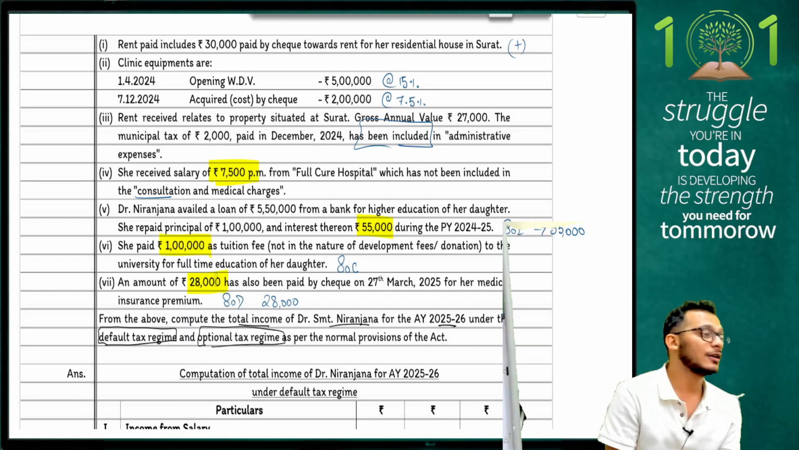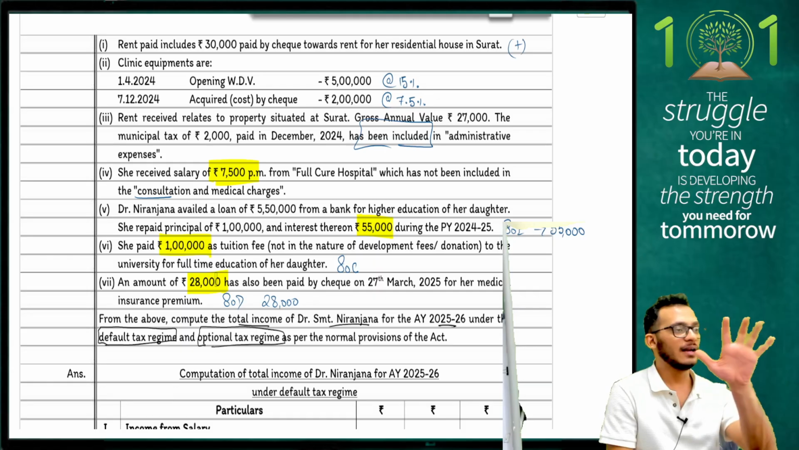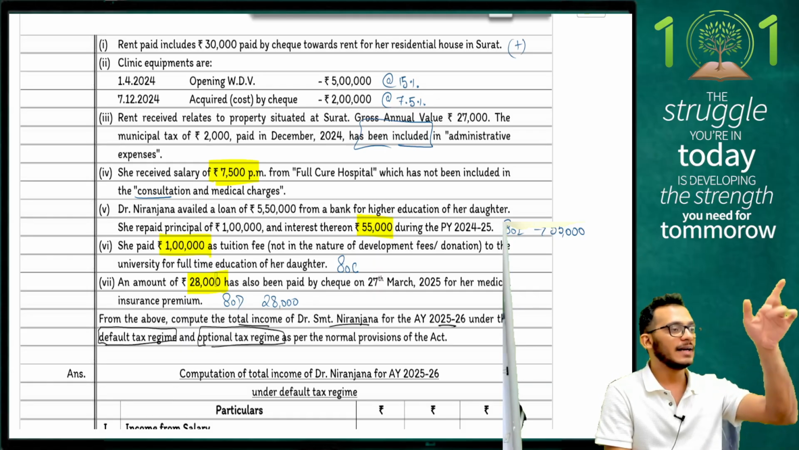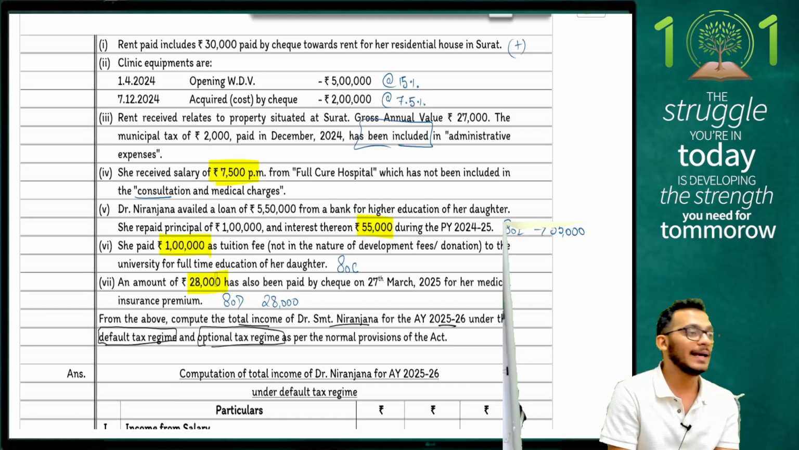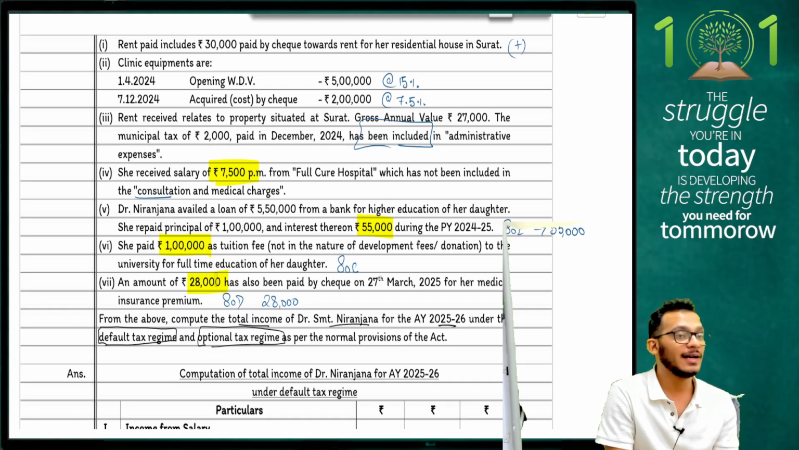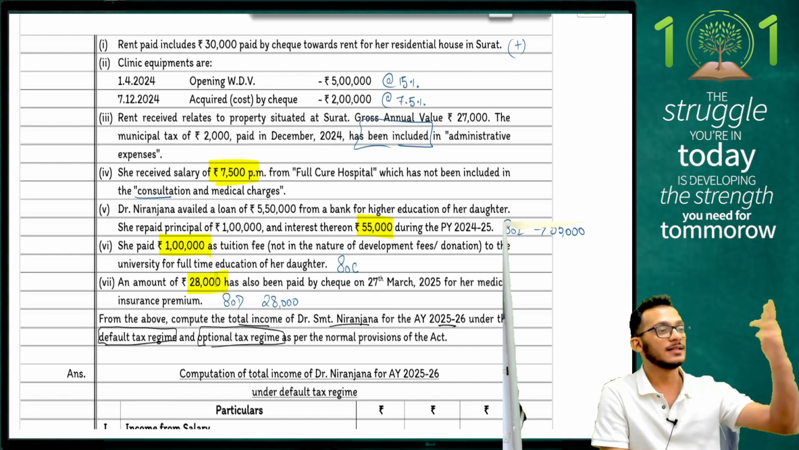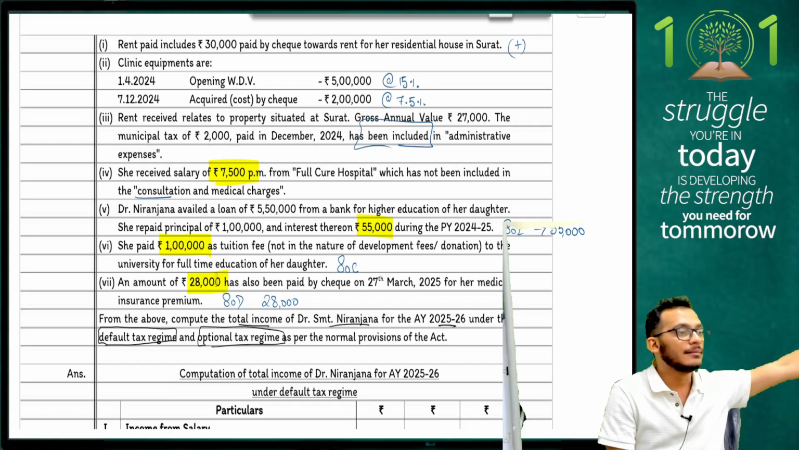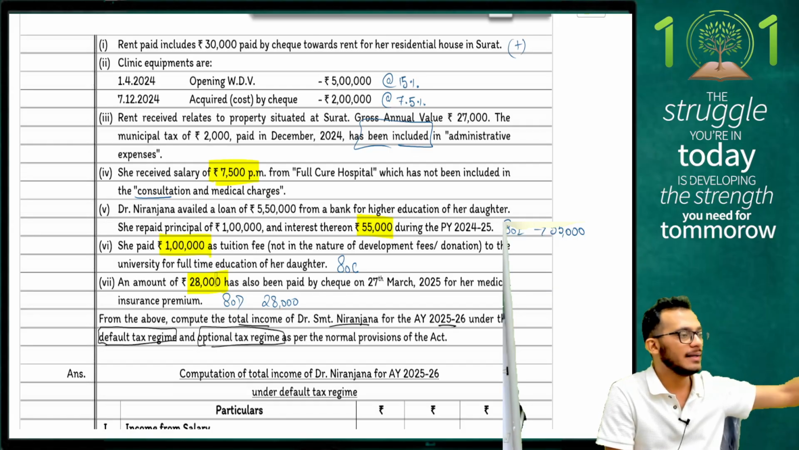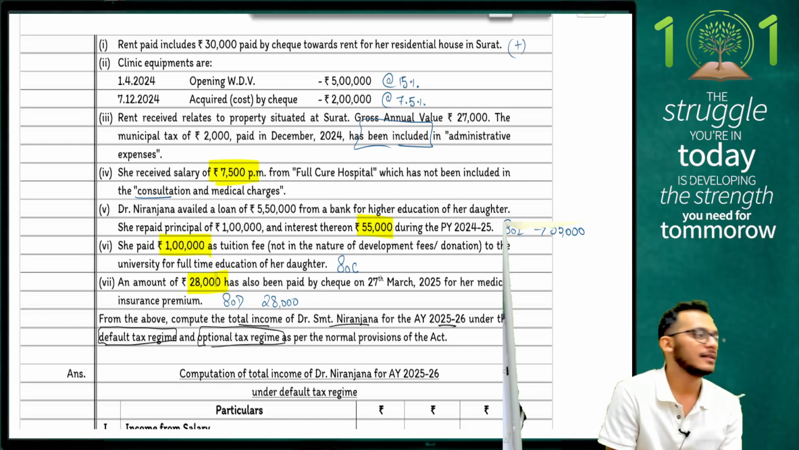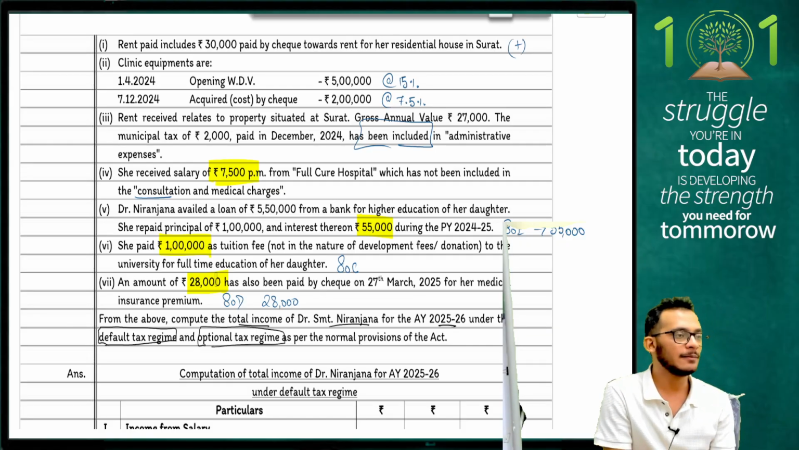Which means in simple words, what can I do? I can do ATR. And then I'll make 5 adjustments. Adjustment number 1, disallow scientific research. Adjustment number 2, claim standard deduction of 25,000. Point number 3, I will reverse 80E, 80C, 80D, and I'll get my answer. Yes or no? Yes.